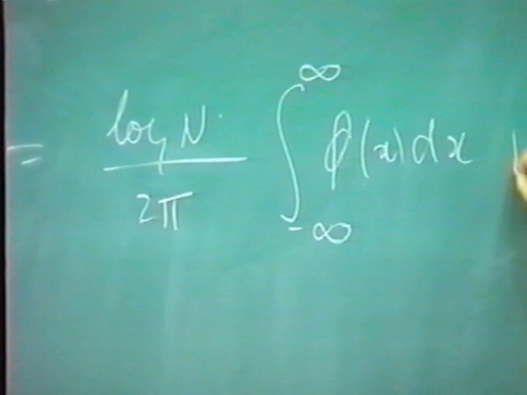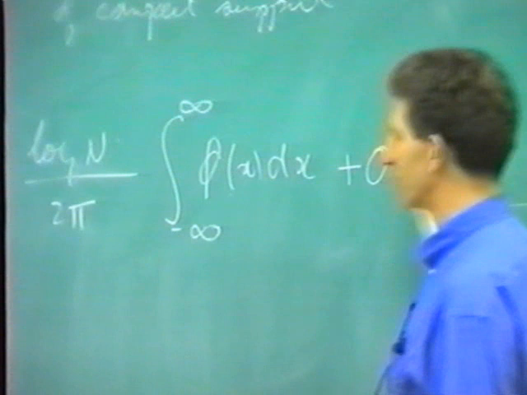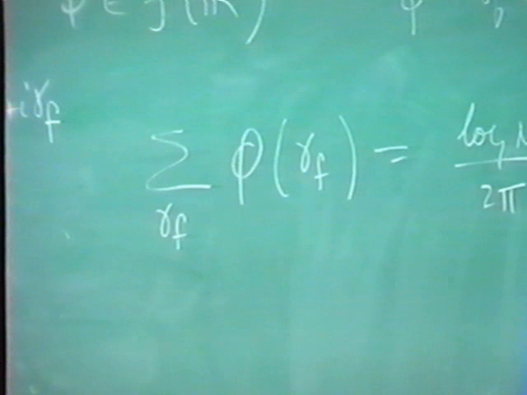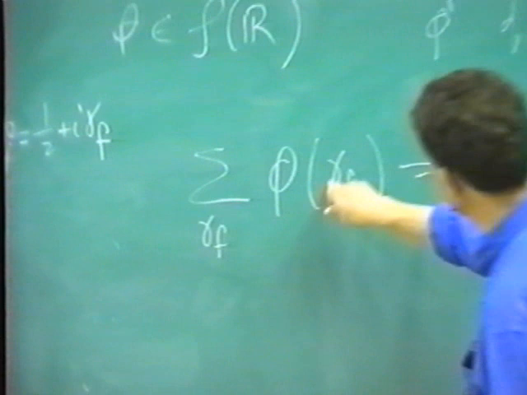So this is blowing up like log n, so I'm going to neglect all terms that are smaller than something growing like log n. And then a term here, which is the hard term to deal with, the sum over the coefficients. So this is a relation between the zeros, or the imaginary parts of the zeros, and the coefficients.